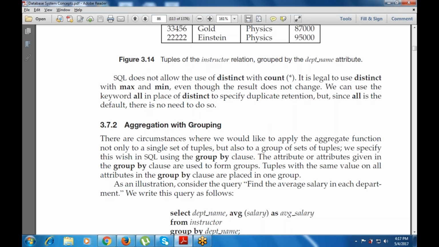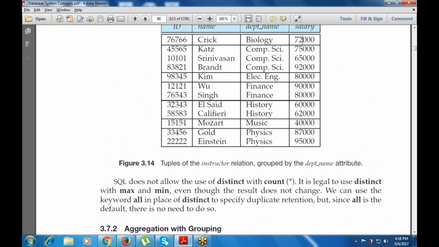So there are circumstances where we would like to apply the aggregate function not only to a single set of tuples but also to a group of sets of tuples. We specify this wish in SQL using the group by clause. The attribute or attributes given in the group by clause are used to form the groups. The tuples with the same values on all the attributes in the group by are placed in one group. That is the same example, physics, computer science. Biology does not have any duplicate data, so that is the same. This is 72,000.